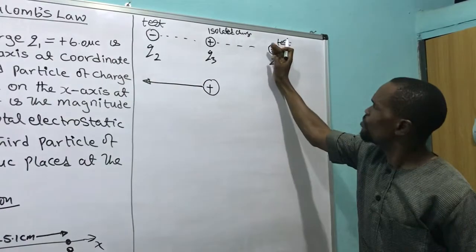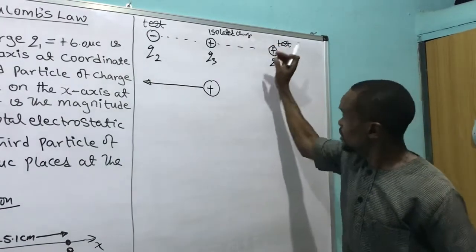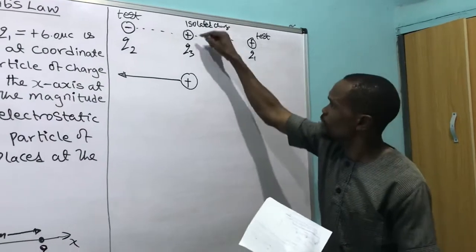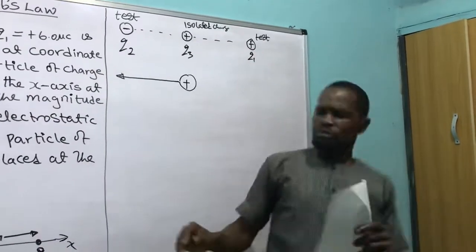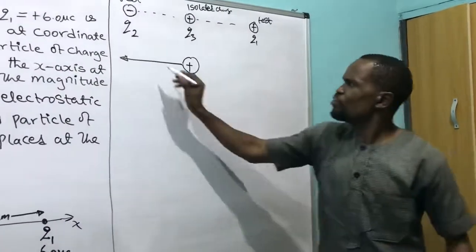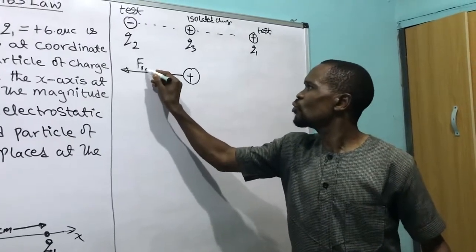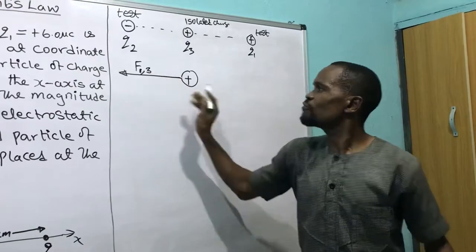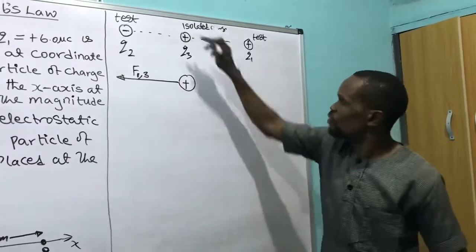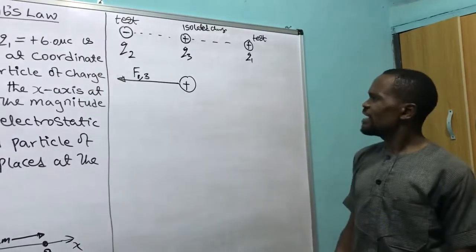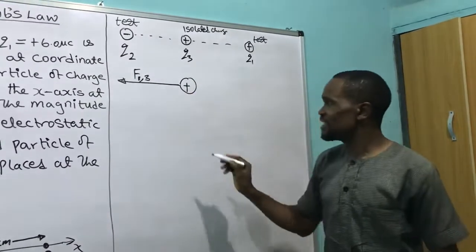What happens? I'm bringing the one I'm holding in my hand closer to the one I'm looking for. What happens? It will run away. It will just move. As it moves, it becomes force of 1 on 3. This becomes the force of this one on 3. That's why I first write 1: force of 1 on 3.